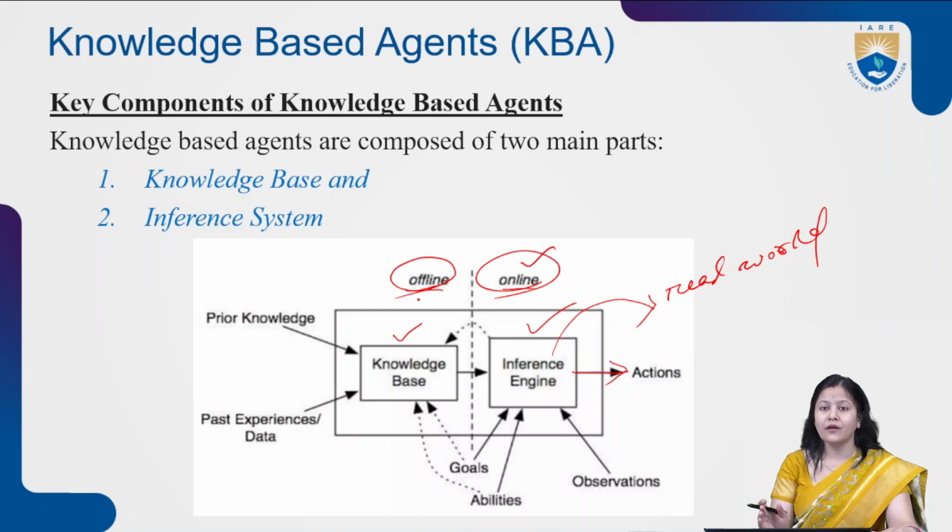So two things are there: one is the knowledge base, another one is the inference engine. The knowledge base is only to store the knowledge which can be further used by the inference engine. The inference engine is used to derive the conclusion, or to take the action, or to take the decision based upon the knowledge which is stored inside the knowledge base, based upon the goal of the agent, or based upon the observations from the agent. That is why it is called online.